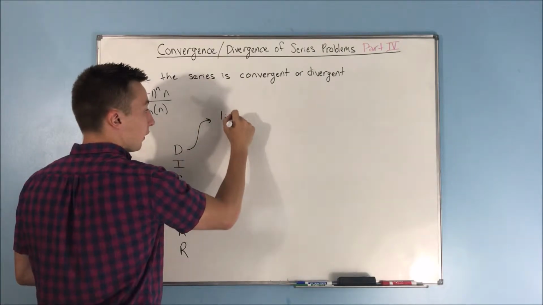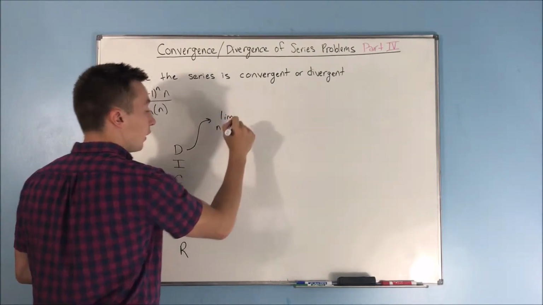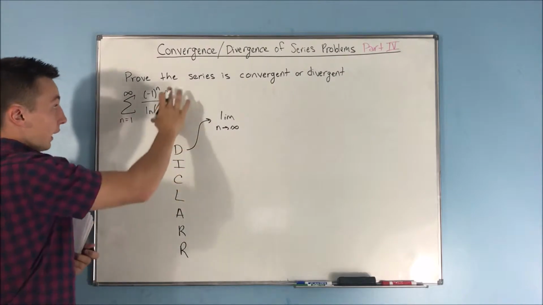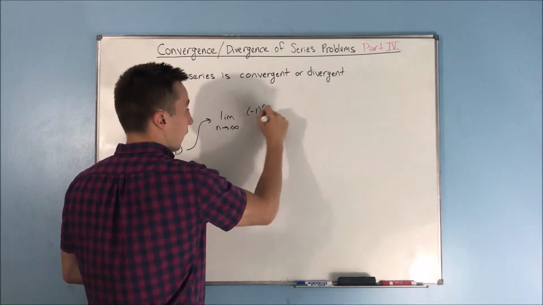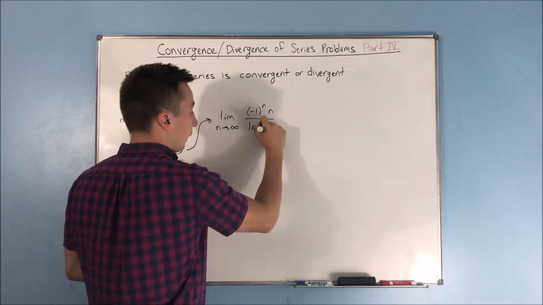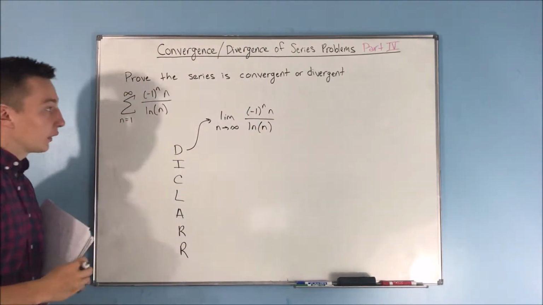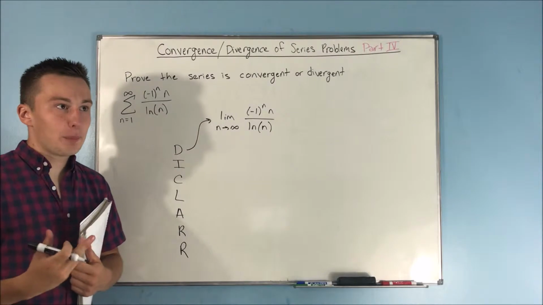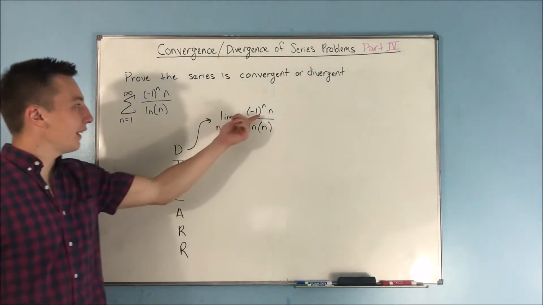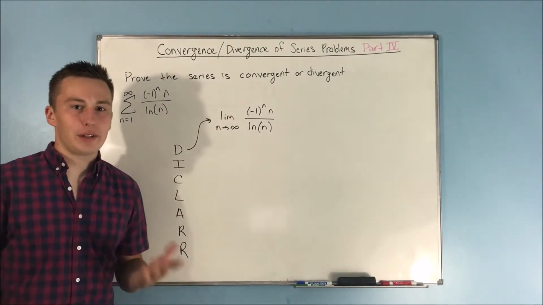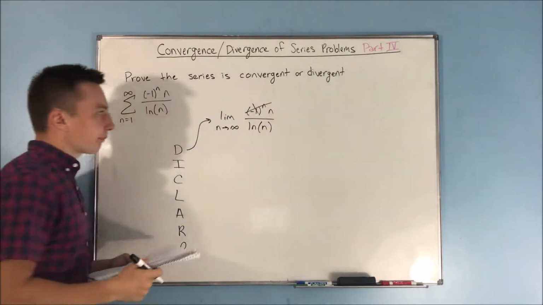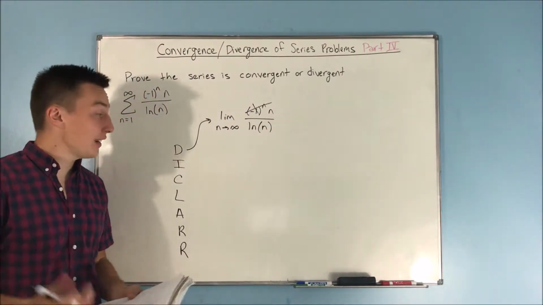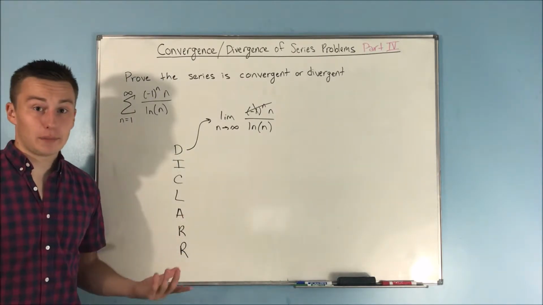We take the limit as n approaches infinity of our a sub n, which is right up here: negative 1 to the n times n over the natural log of n. Now, as n approaches infinity, this negative 1 to the n is not really going to matter here, so we're just going to get rid of that. Now we have n over the natural log of n left over.